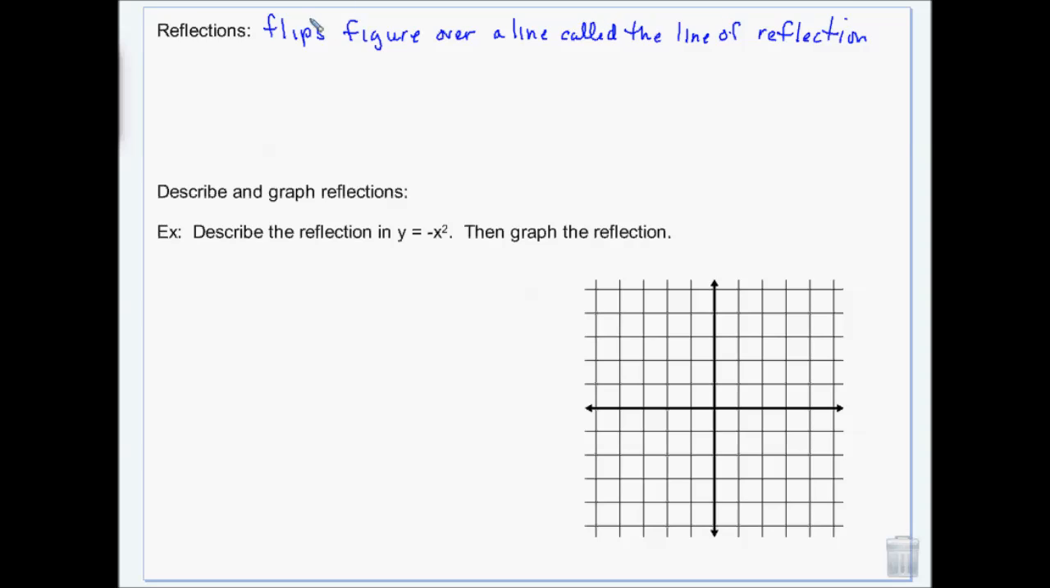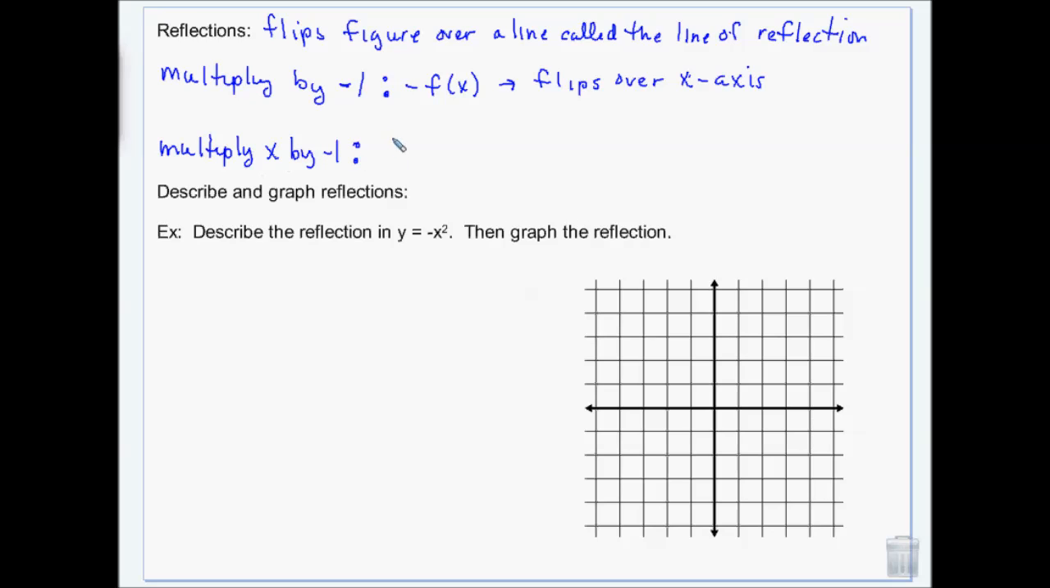Okay, so a reflection flips a figure over what's called the line of reflection, and so basically it's like you take the picture and you either turn it sideways or you turn it upside down. You're flipping it in some way. Now, most of our reflections are going to be over either the x or the y axis. So if we multiply by -1, so you get negative f of x, it flips over the x-axis. If you multiply the x by a -1, so you get f of negative x, it flips over the y-axis.